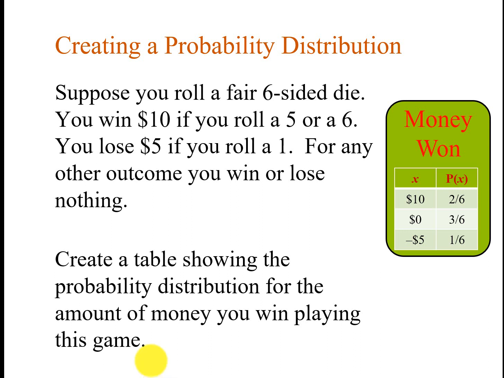Alright, so here's the table. When x is $10, you have a 2/6 probability of winning, because you can roll a 5 or 6, and that's 2 out of the 6 outcomes. And you lose $0 or win $0 for 3 of the 6 numbers on the 6-sided die, because 2, 3, and 4 have nothing to them. And then you lose $5 when you roll a 1, and that's how you obtain this -5 for x and the probability of 1/6.